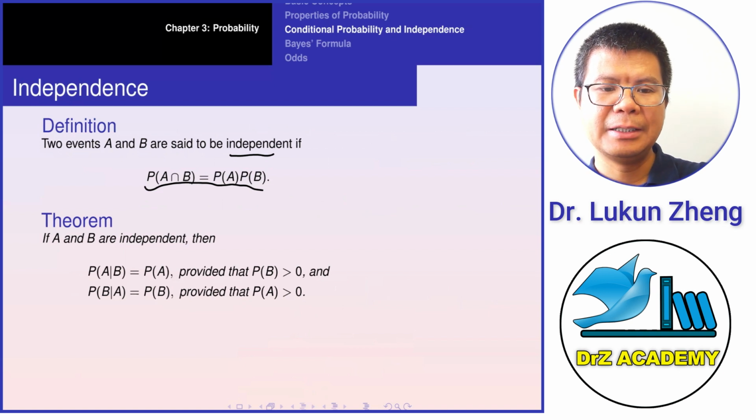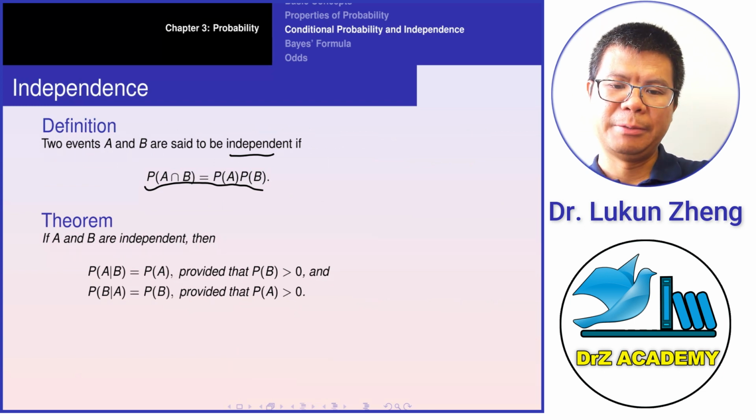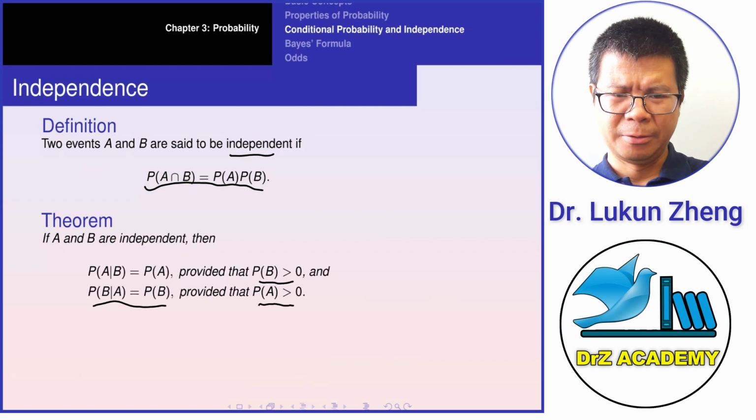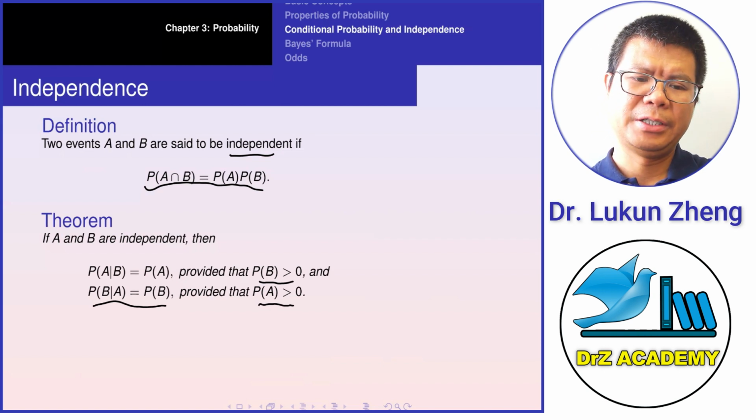Consider the following theorem: if A and B are independent, then we have the following equations, provided the probability of B is greater than 0, and this one equals this, provided the probability of A is greater than 0. The proof is pretty simple. Let me just prove the first one.